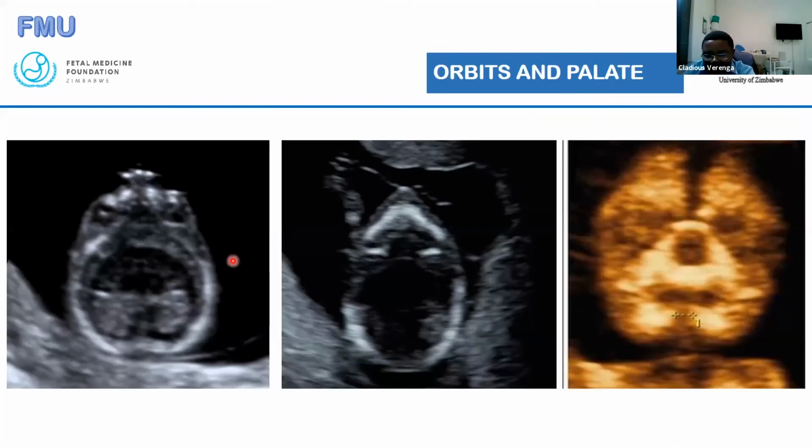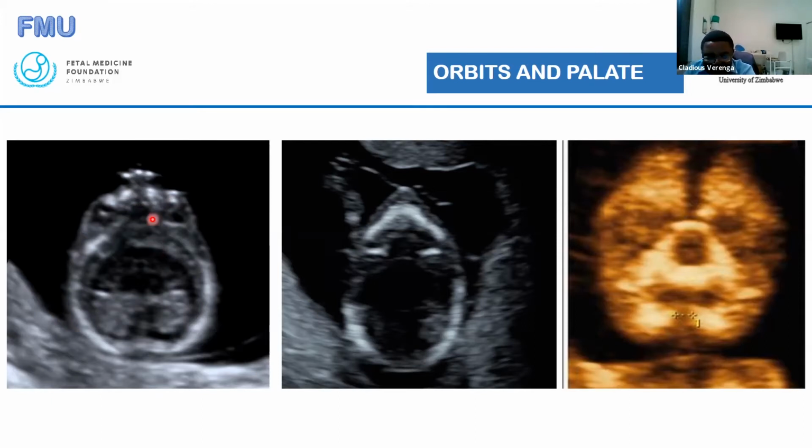There is a certain anatomy which you should assess because it has a significant meaning when it comes to risk estimation. The orbits should be seen, as we can see there, that there are two orbits. This is how we rule out cyclopia. Cyclopia means they will just have one eye, or hypotelorism. We see this condition in holoprosencephaly.